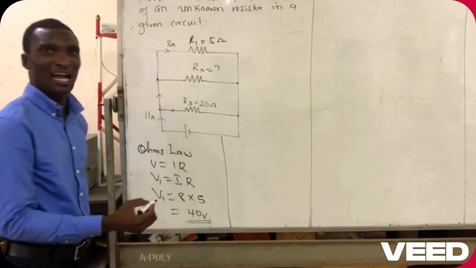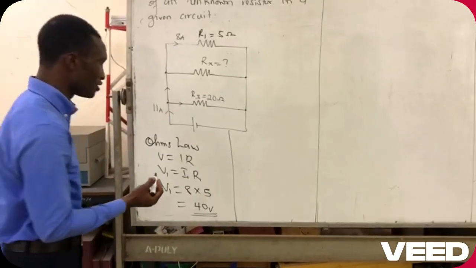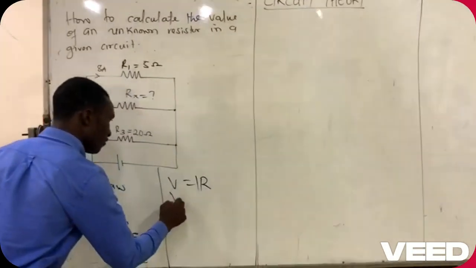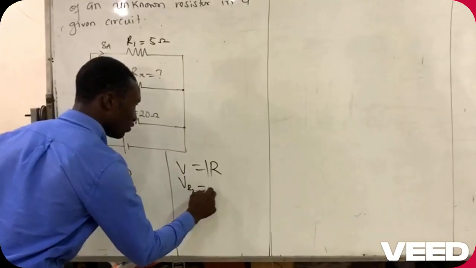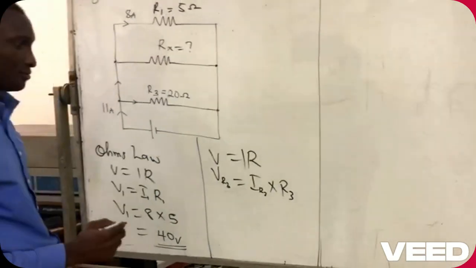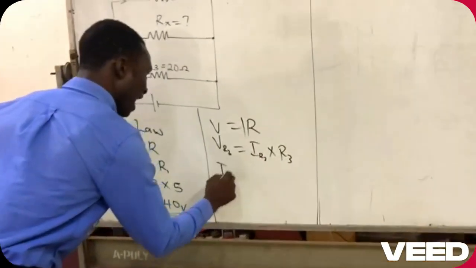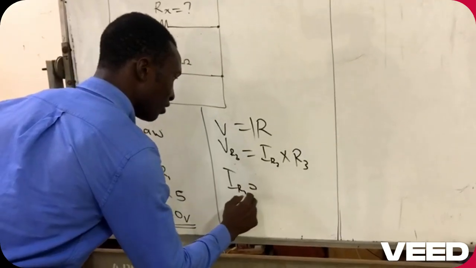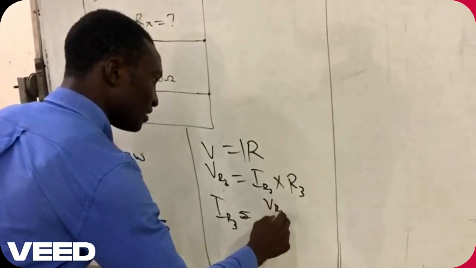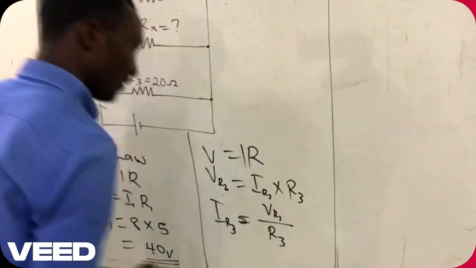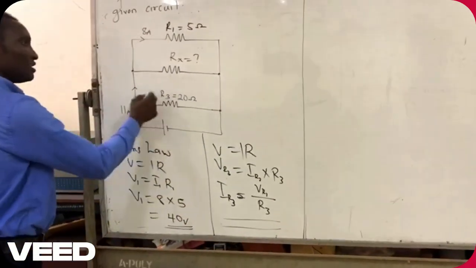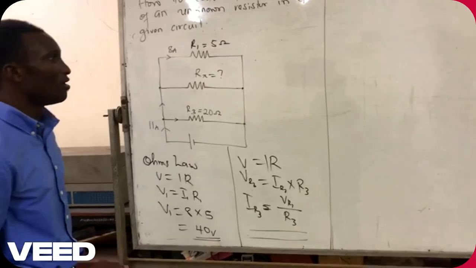Now we want to calculate the current across the 20 ohm resistor because we know the voltage now. The voltage across it is 40 volts. So V is still equal to IR. So V across R3 is equal to I R3 times R3. You make I R3 the subject of the formula: V R3 over R3. So this is the formula to calculate the current across the 20 ohm resistor.